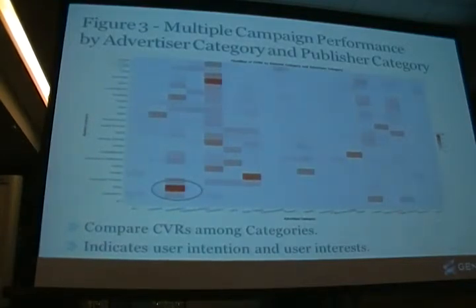Based on the heat map, we can do the comparison by the advertiser category. Say for this column, consumer electronics actually had more success and a higher conversion rate, which means it runs better. And to the other, like insurance, in my sample those campaigns didn't work quite well. And also, I cycled this category. Say people run auto campaigns, they almost always check in from the website. Using this heat map, we can indicate specific user intentions and also show the user interest.